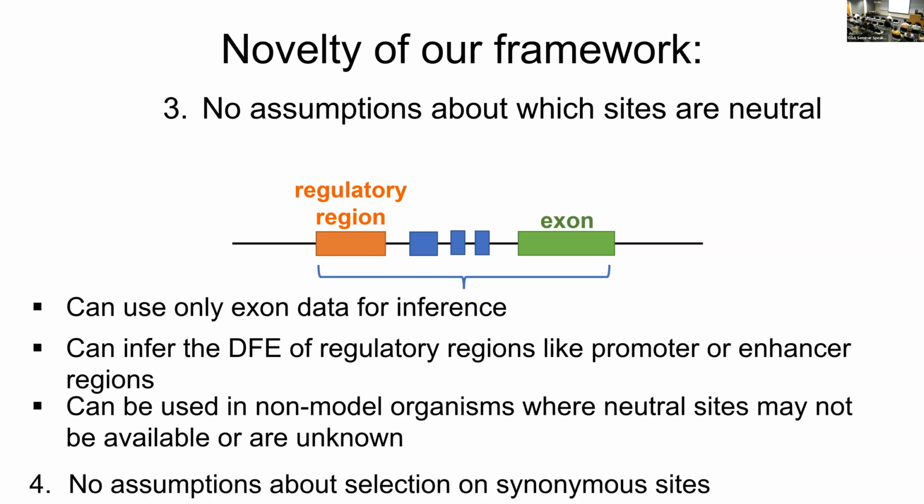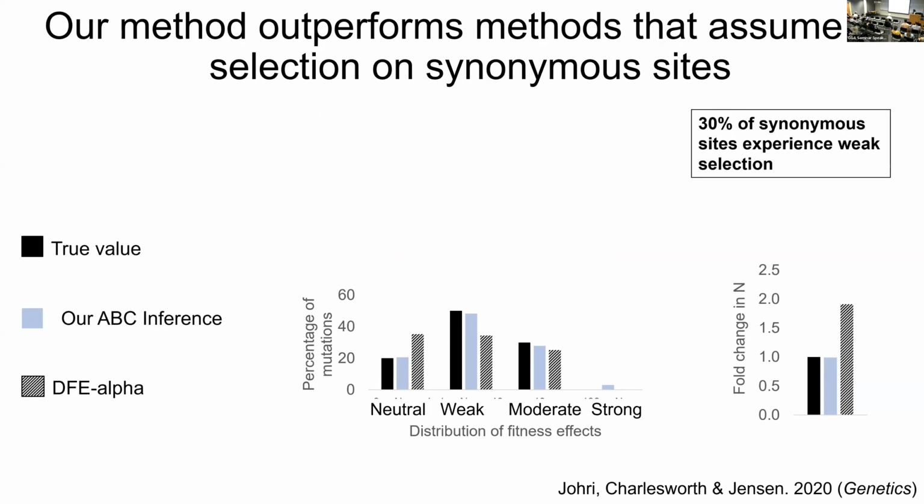The last one is that we also made no assumptions about selection on synonymous sites. This is especially important for genomes that are more compact, where synonymous sites can sometimes actually be under selection. Since we made no assumptions about that, we can even capture selective effects on synonymous sites. We compared our method to other methods that basically assume that synonymous sites are neutral. Here, again, the black bars are the truth, the blue bars are what our method is doing, and the shaded bars are what the other method is doing.